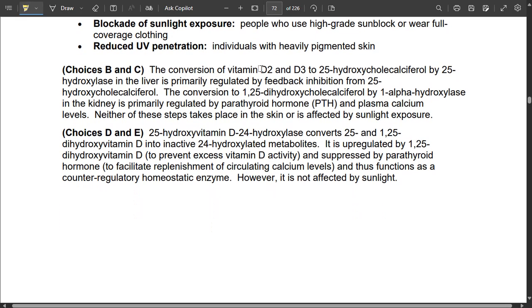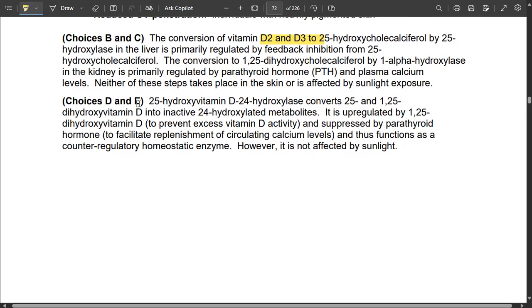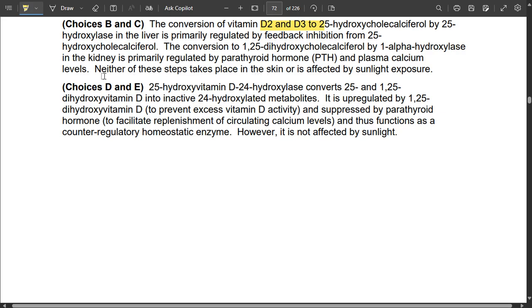The conversion of D2 and D3 to 25-hydroxycholecalciferol by 25-hydroxylase in the liver is primarily regulated by feedback inhibition from 25-hydroxycholecalciferol. So this is the rate-limiting step. The conversion to 1,25-dihydroxycholecalciferol by 1-alpha hydroxylase in the kidney is primarily regulated by PTH. So PTH regulates the 1-alpha hydroxylase activity, while 25-hydroxylase autoregulates its own formation. This does not take place in the skin.